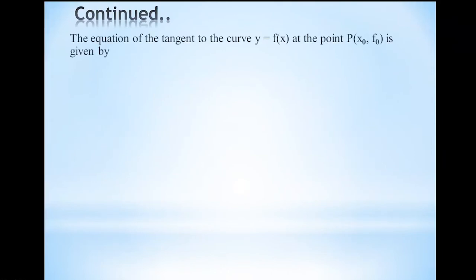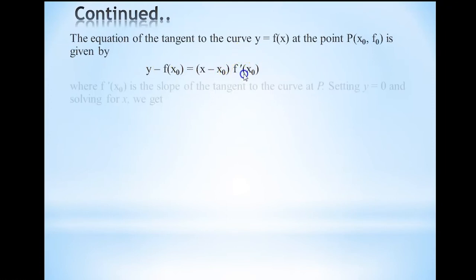Now we are going to derive the equation for the Newton-Raphson method. The equation of the tangent to the curve y equal to f of x at the point P, that is (x0, f0), is given by the equation of a straight line. We know all this: y minus y0 equals m into x minus x0. So what is this f dash of x0? We know that this is the slope of the tangent line.